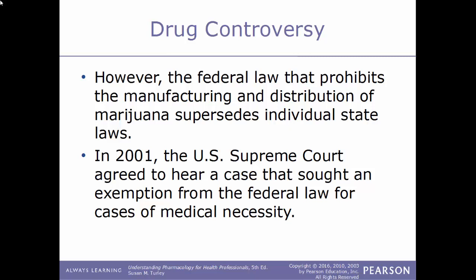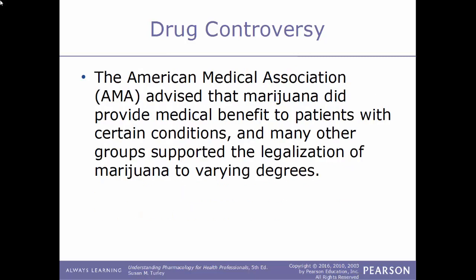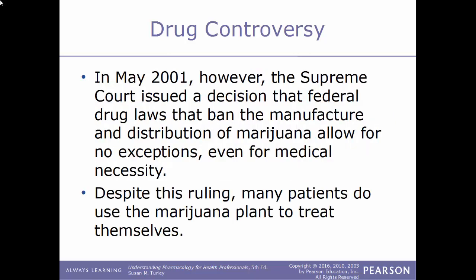And in 2001, the U.S. Supreme Court agreed to hear a case that sought exemption from the federal law for the case of a medical necessity. Now, the AMA, the American Medical Association, advised that marijuana did provide medical benefit to patients with certain conditions, and many other groups supported the legalization of marijuana to varying degrees. In May 2001, however, the Supreme Court issued a decision that federal drug laws that ban the manufacture and distribution of marijuana allow for no exceptions, even for a medical necessity. So even despite this ruling, many patients still use marijuana to help treat their conditions themselves.